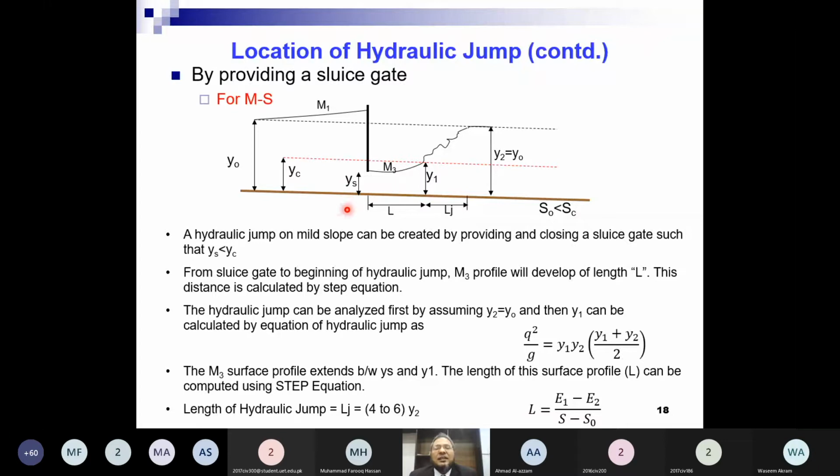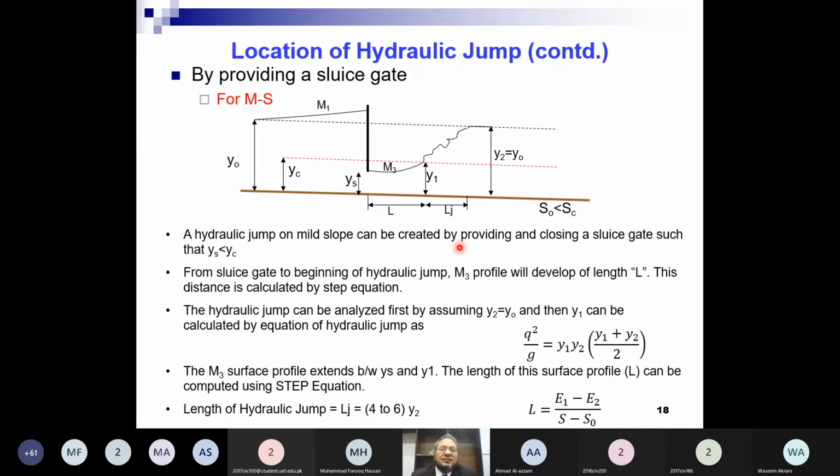And how we have to analyze this hydraulic jump? So first of all, we will assume that this Y2 is equal to Y0, which is the normal depth of flow. And using this equation of hydraulic jump, we will compute Y1. So if we know the Y1, we know the Y2, and if we have computed the capital L, and if we have computed the length of the jump, and we have computed the height of the jump, it means we have analyzed the hydraulic jump. So where it will form, everything, all dimensions we are giving. This means analysis of hydraulic jump.